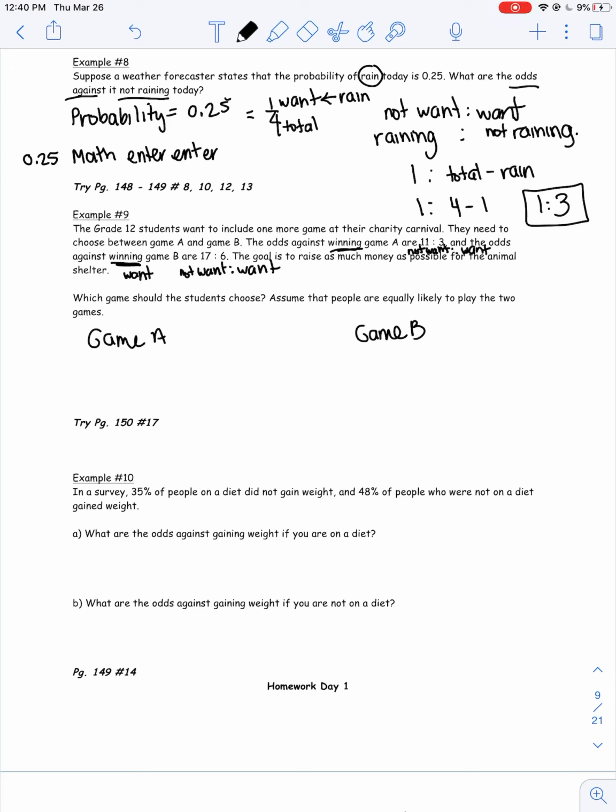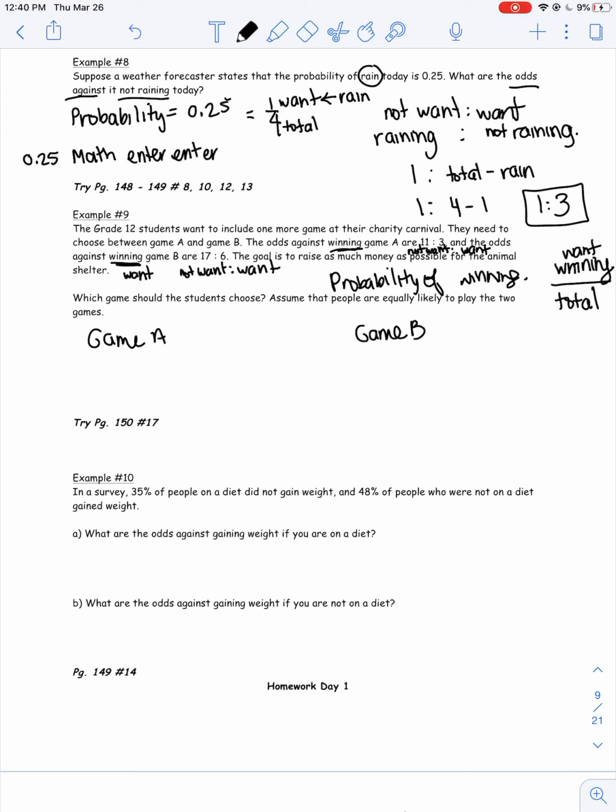The goal is to raise as much money as possible for the animal shelter. So what we're going to do is figure out the probability of winning for each. We want to figure out what game to choose, and we'll talk about that later, but let's figure out the probability of winning, which would be winning, which is your want, over your total.